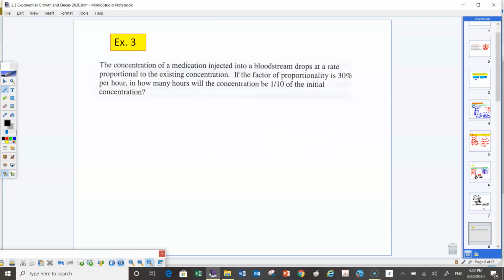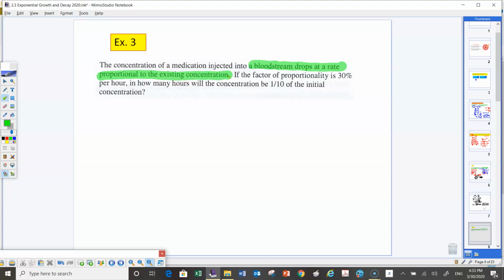Okay, let's try another example. This one here is talking about the concentration of medication injected into a bloodstream, and it drops at a rate proportional to the existing concentration. So again, it is dropping at a rate proportional to the existing concentration or the original amount. So this again is an exponential decay. And how do we know it's decay?